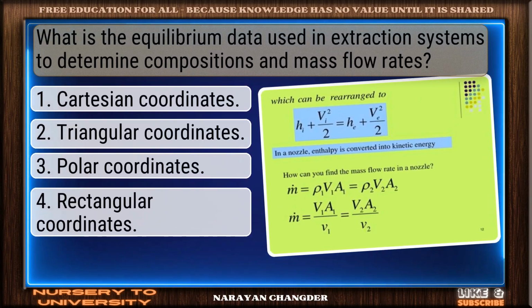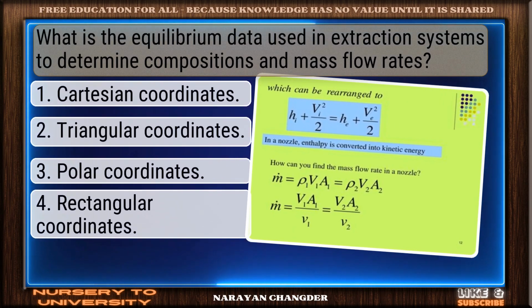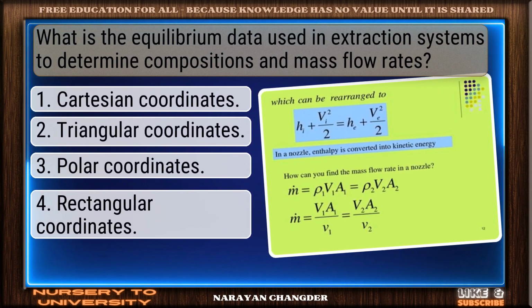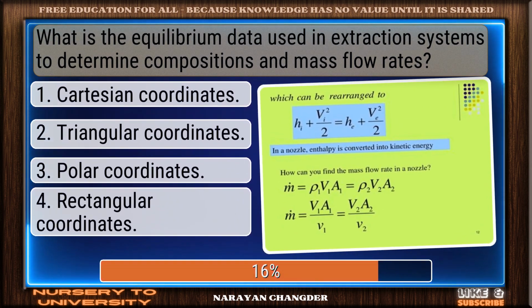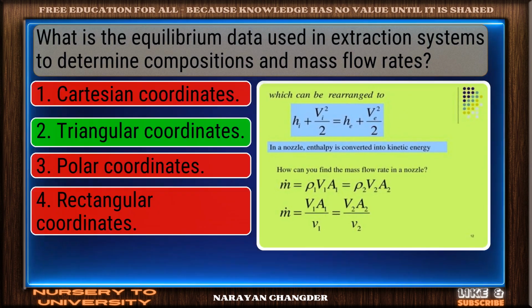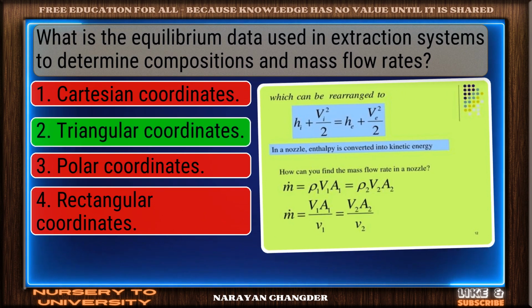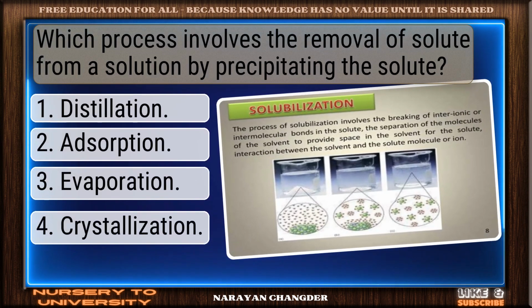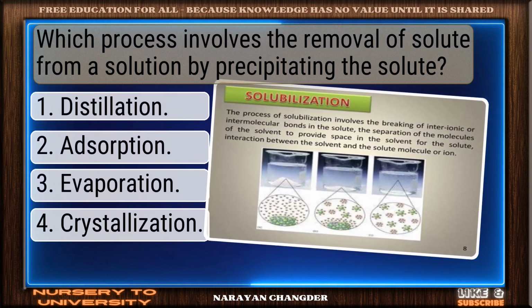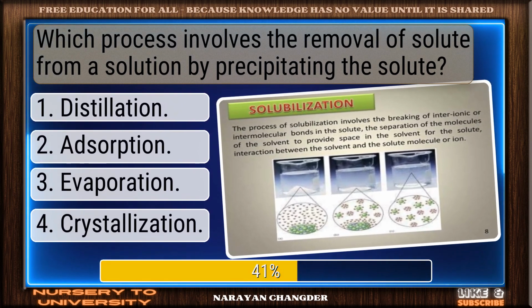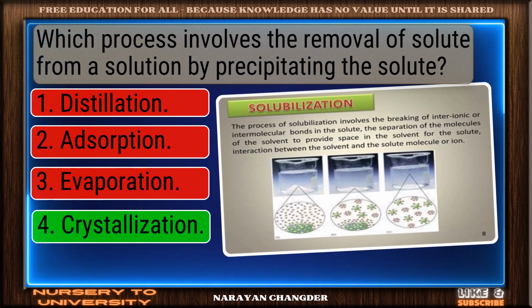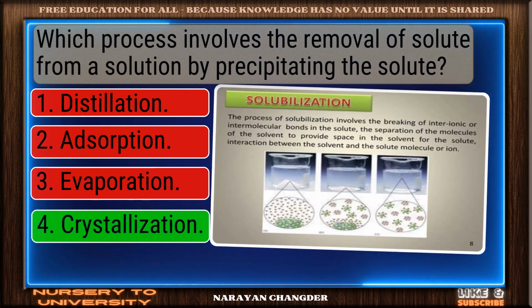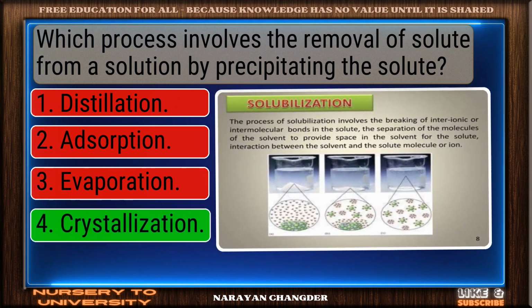What is the equilibrium data used in extraction systems to determine compositions and mass flow rates? Correct. Triangular coordinates is the right answer. Which process involves the removal of solute from a solution by precipitating the solute? Great thinking. Crystallization is the right choice.